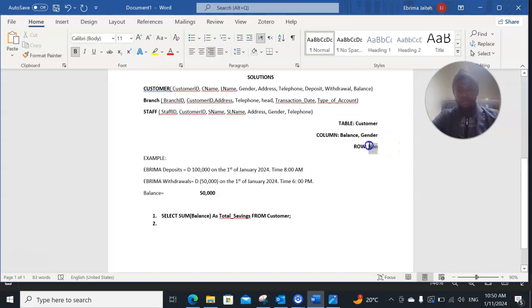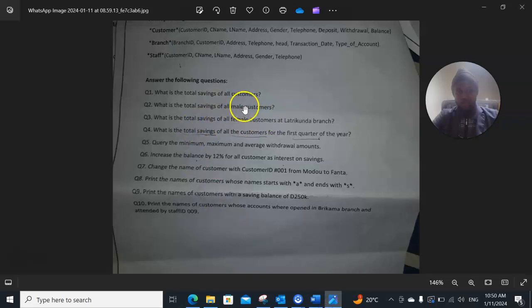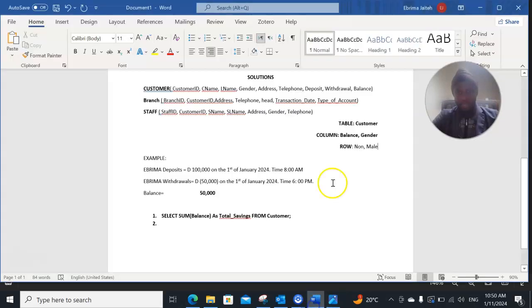Now under the balance, did they give us any information? No, they don't give any figure like 100,000 or 50,000 as the balance amount. But what of gender? Yes, the gender is male. Can you see? Of all male customers, gender is male. Okay, now we understand the question. So this is a brief explanation about the question.